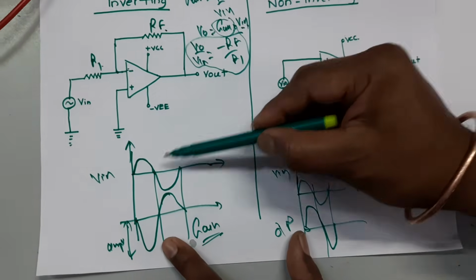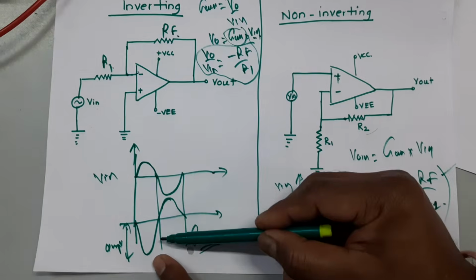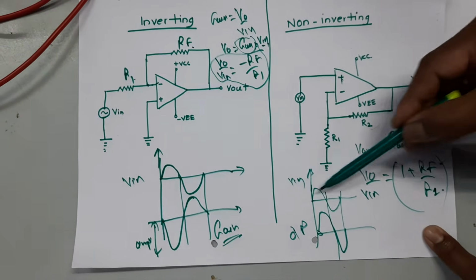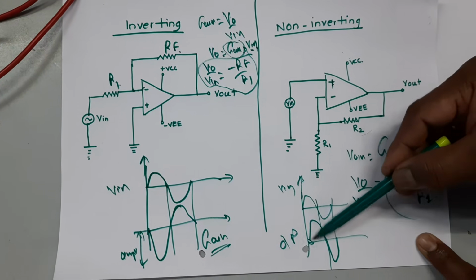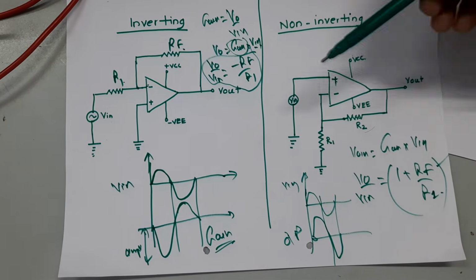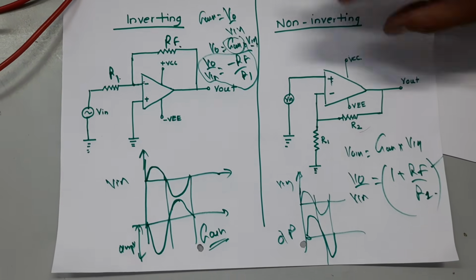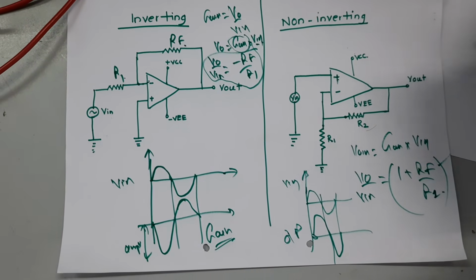In inverting configuration, we are giving the input waveform, but the output will be inverted with the amplified form. But in case of non-inverting amplifier, we are giving the input waveform and the output we are getting is the same, not inverted but in amplified form. Okay, this is the theoretical explanation. Hope you got it. So now we will move to our practical implementation.